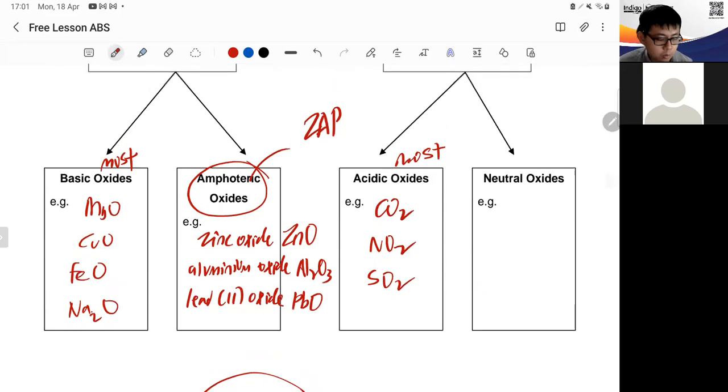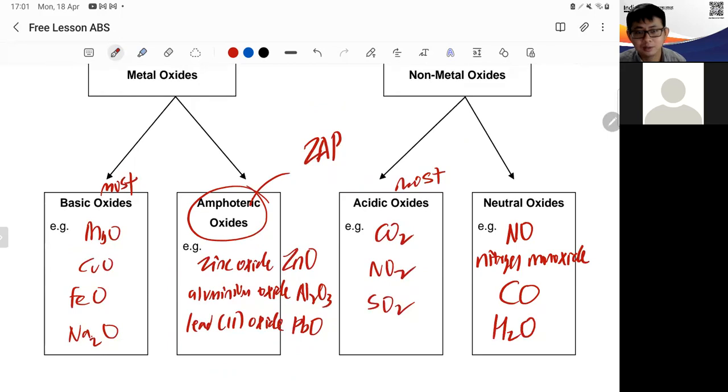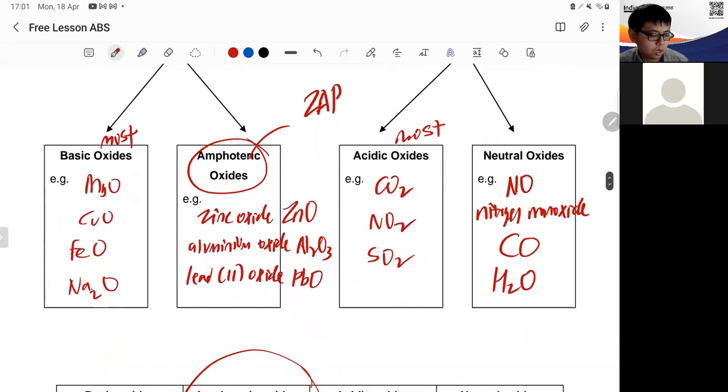For neutral oxides, for non-metals, they are neutral in the sense that they don't react with anything, not acids, not bases. So you cannot know nitrogen monoxide, carbon monoxide. Water is an oxide, right? And one more. How about this one? This one is not really in the syllabus, but it's good to know that there are a few more out there. This is extra.